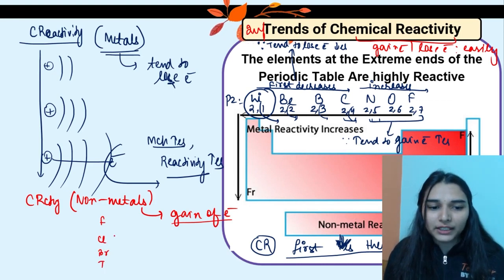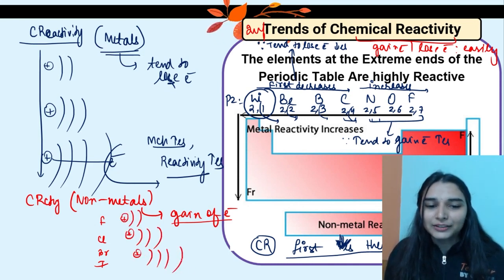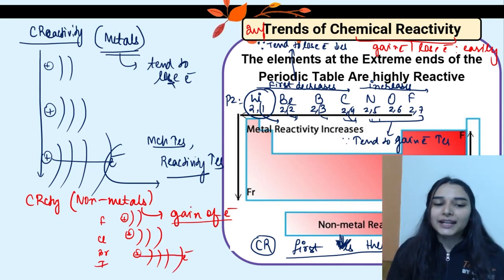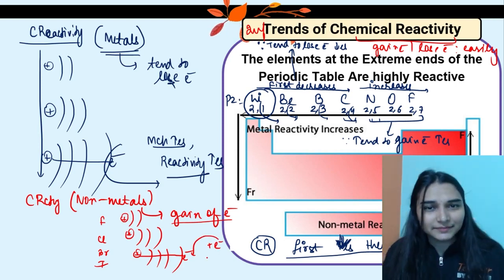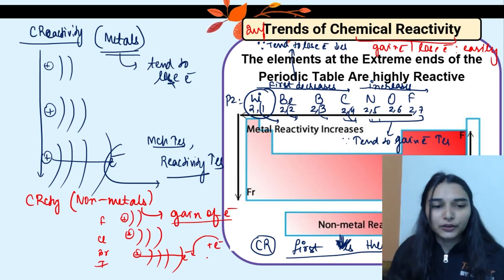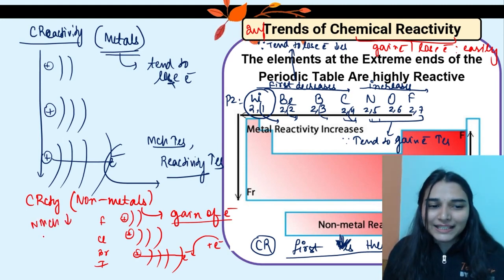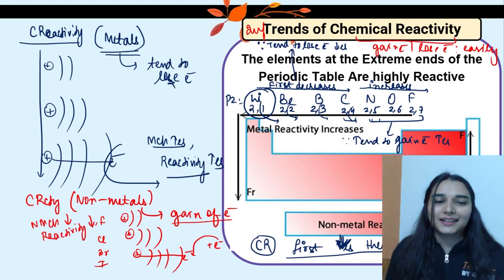So what is happening? Number of shells are increasing. Fluorine has 2 shells, chlorine is having 3 shells, bromine will be having 4 shells. So the same trend, effective nuclear charge decreases. So tendency of the element to gain the electron decreases. Top to bottom जाते हो, non-metallic character decrease करता है ना. So that means reactivity of non-metals decreases.